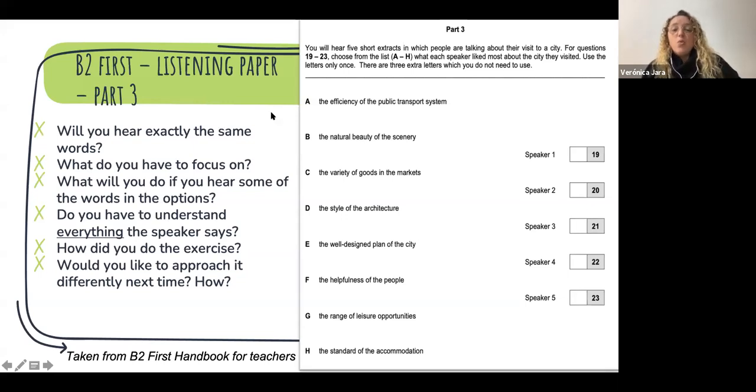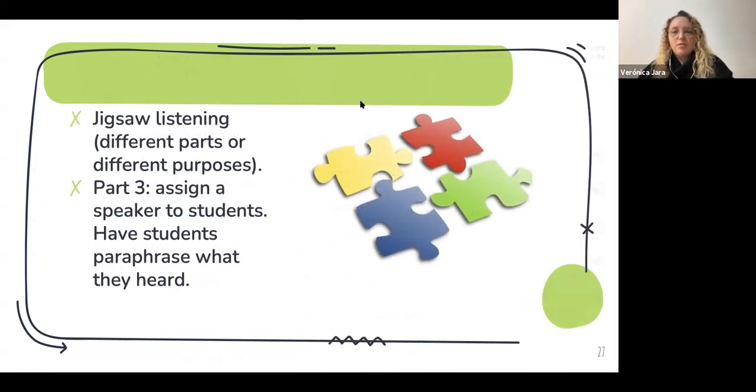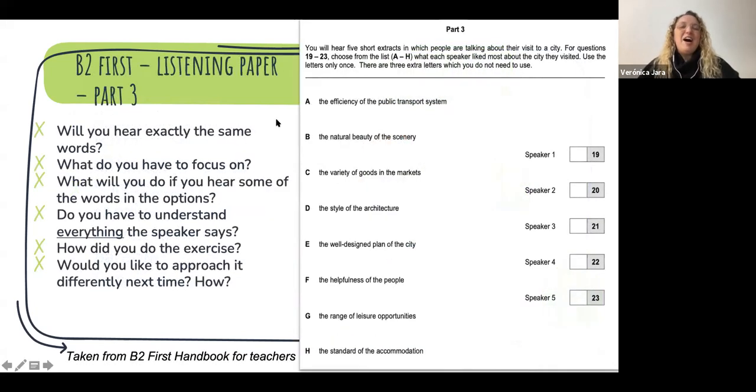For example, after activating schemata, after, oh, sorry, pressed the wrong button. So after activating schemata, helping students identify keywords, predict, and so on, we can focus on strategies.